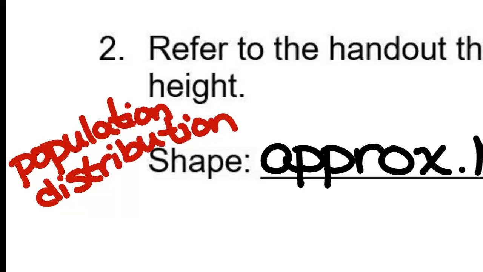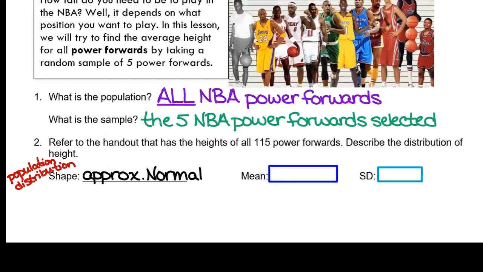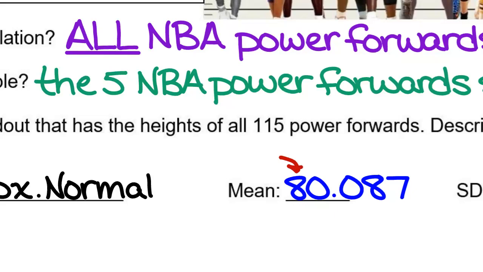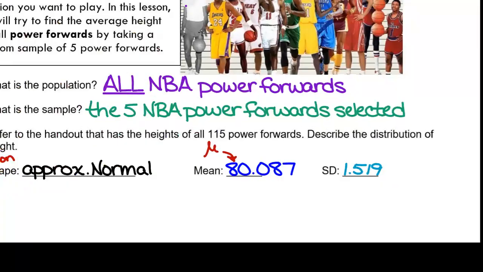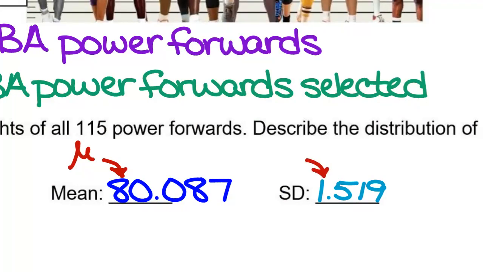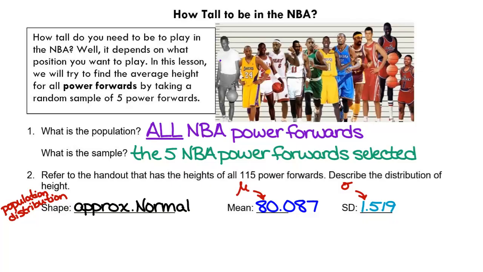What is the mean? 80.087. We've got our summary statistics. So this would be mu. What's the standard deviation? 1.519, yes. So this would be sigma. So far, so good?